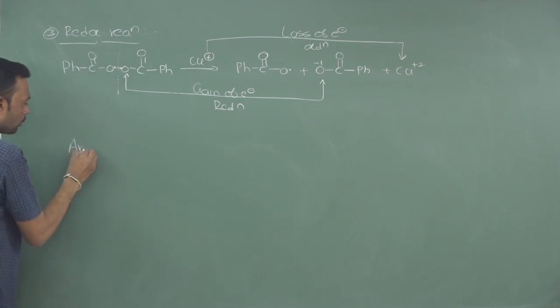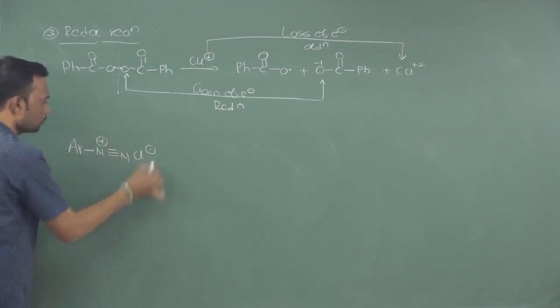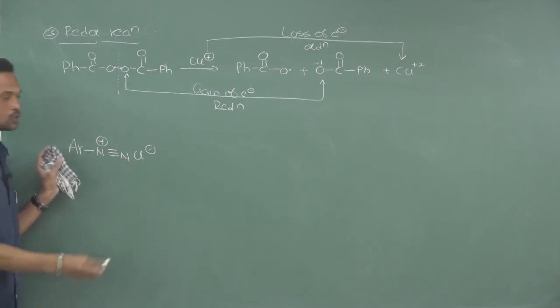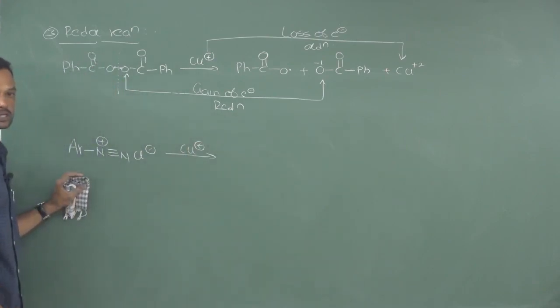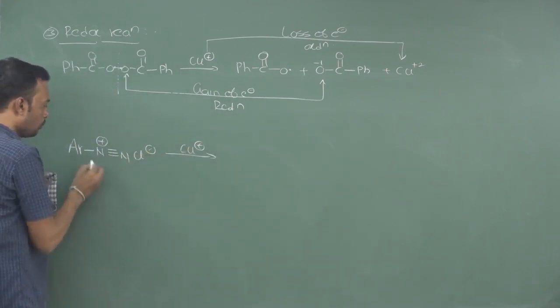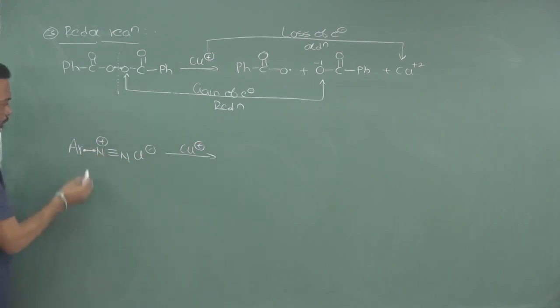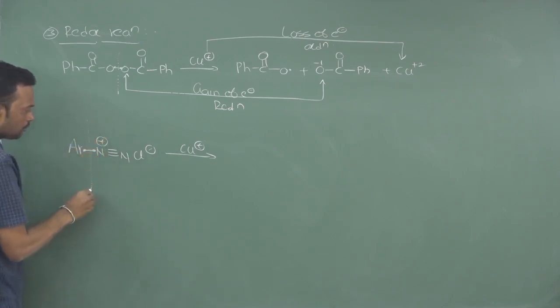Now, see, this is well known: nitrogen nitrogen triple bond, with a plus sign and Cl. Aryl diazonium chloride. What is this? Aryl diazonium chloride. When aryl diazonium chloride reacts with copper one, cuprous, copper one is nothing but cuprous. Now, when you break the bond present between benzene and nitrogen, if I break this, then what happens?